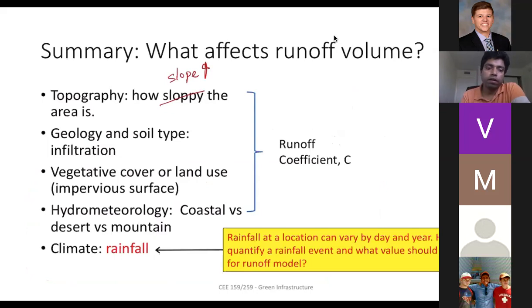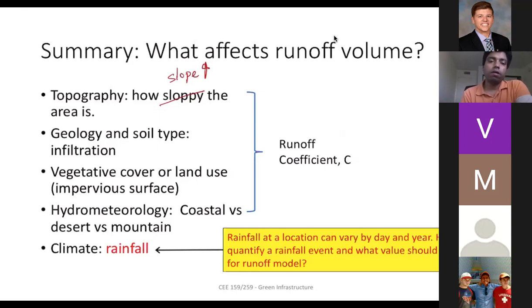Runoff, or infiltration rate, also depends on geology or soil type. If you have sandy soil, you have more infiltration. If you have clay soil, you have less infiltration. Same thing, you can think of runoff as inversely proportional to infiltration. If you have more infiltration, you have less runoff. Then vegetation cover or land use type: if you have impervious surface, you have more runoff and less infiltration.